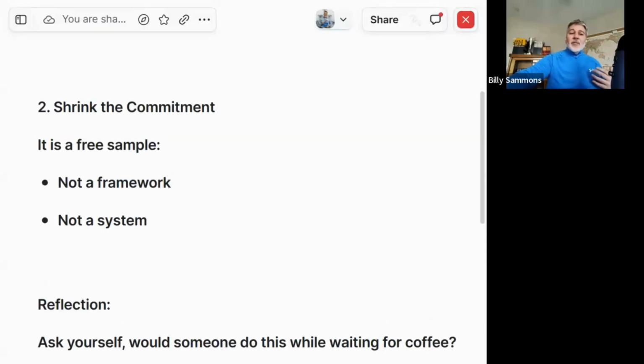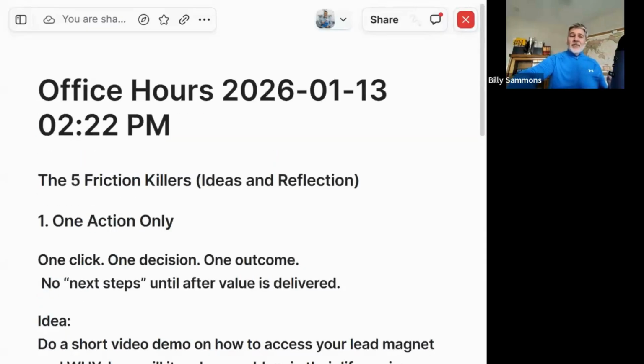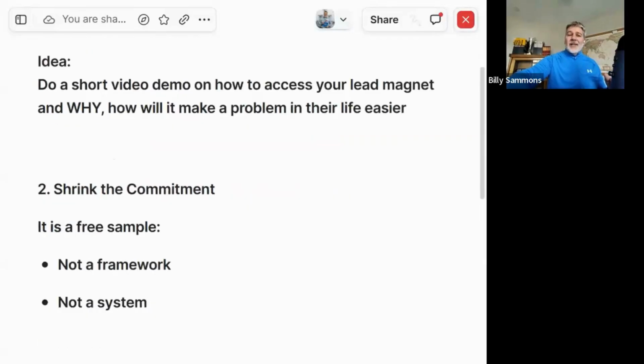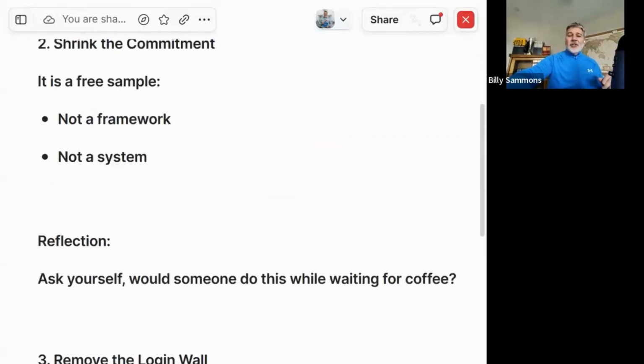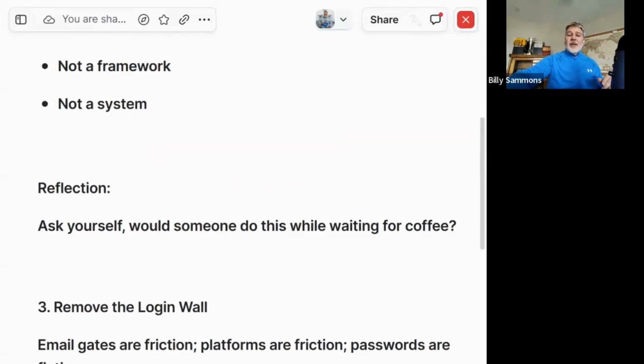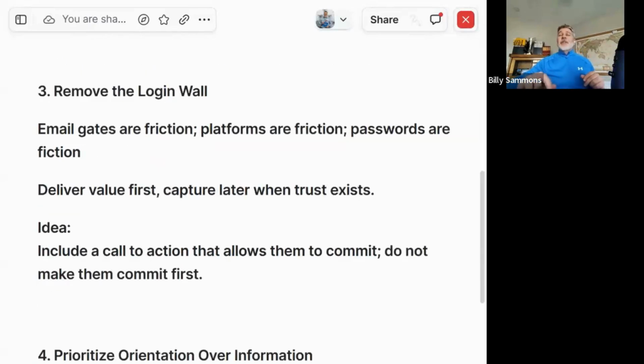Okay. So that's why the first one is making sure there's only one action, one outcome, simplify it. Second one is making sure you shrink the time commitment, because you want them to not put it off until later.